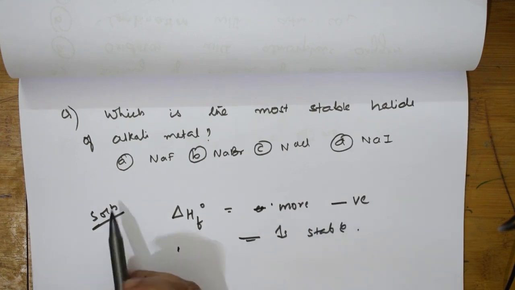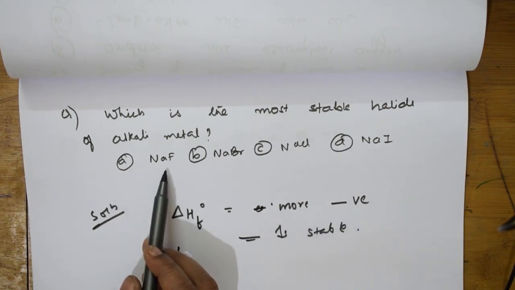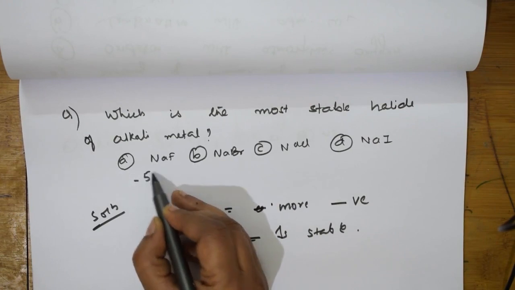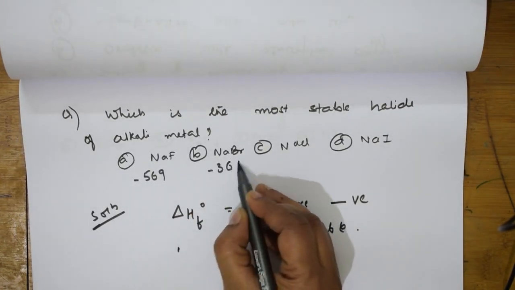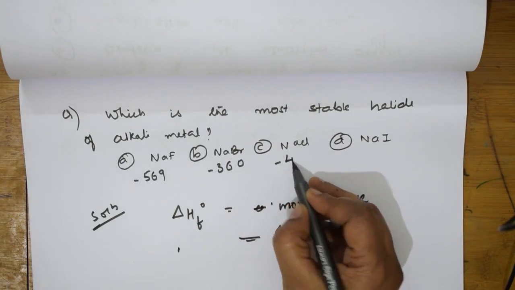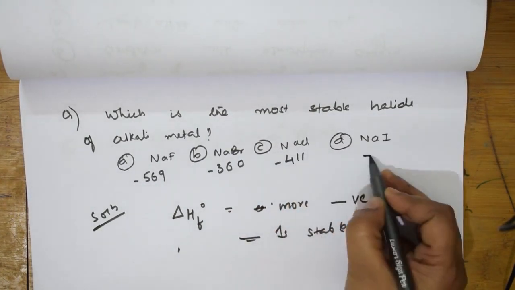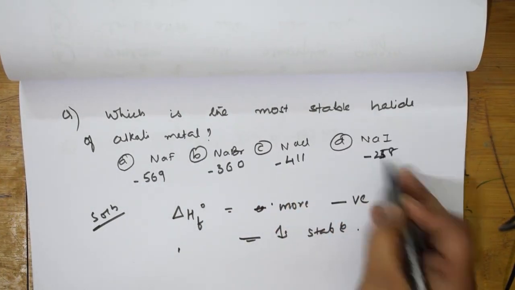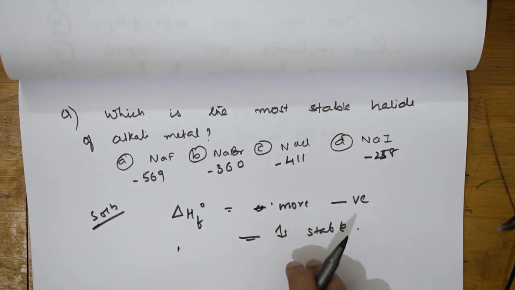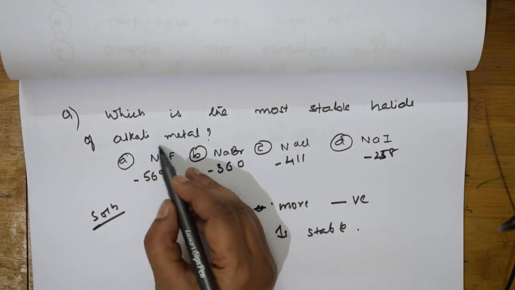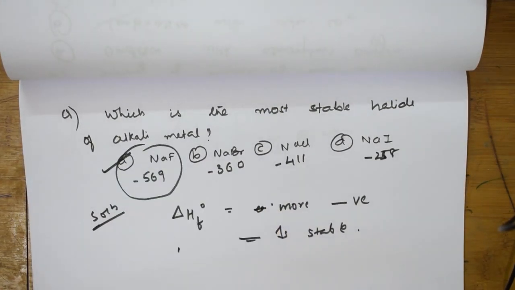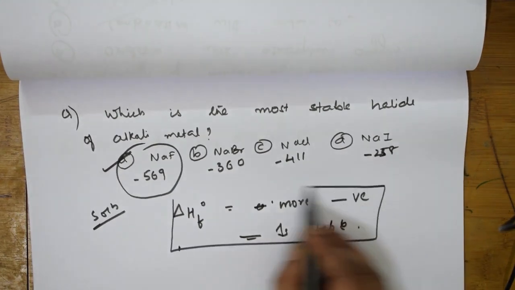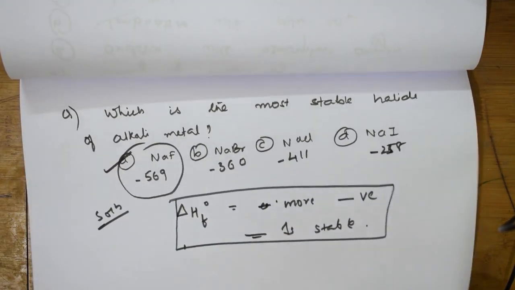So now when I have to speak about the delta H value for NaF, how much is that? Minus 569. For NaBr it is minus 360, NaCl is minus 411, here it is minus 258. Now I said the more negative the value of delta H, the more its stability. So among all, NaF has the maximum value. That's why this is the most stable halide. So this is your concept. Remember this. Fine. Yes.